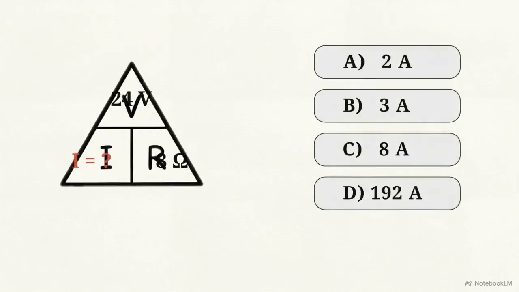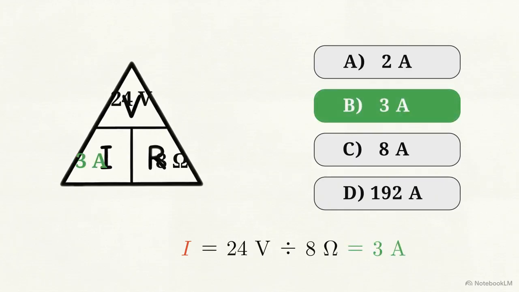Now, pause the video and try one yourself. You have a 24-volt supply and an 8-ohm resistor. Calculate the current. To find current, we divide the 24 volts by the 8 ohms. The correct answer is B, 3 amps.